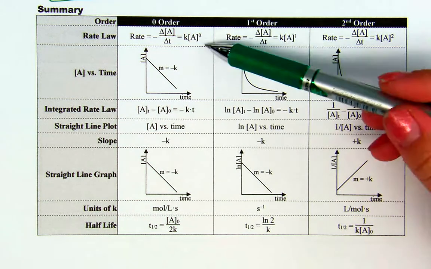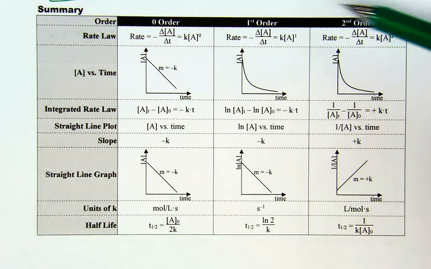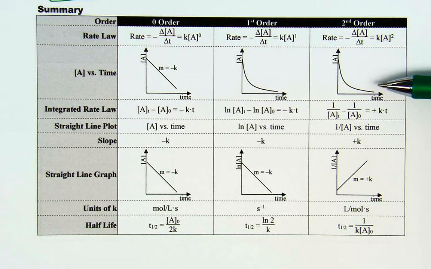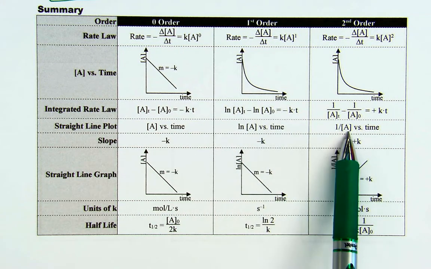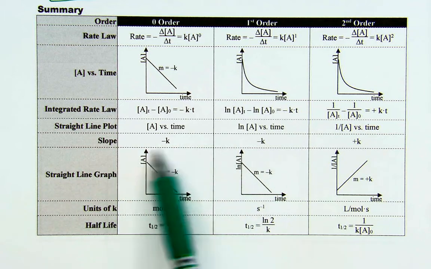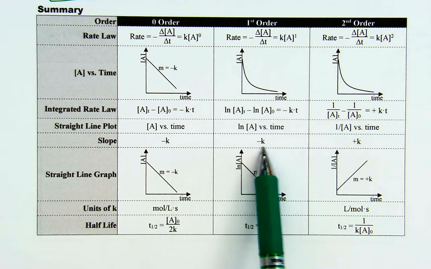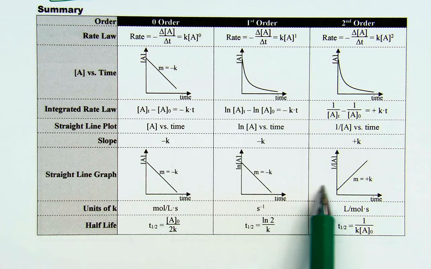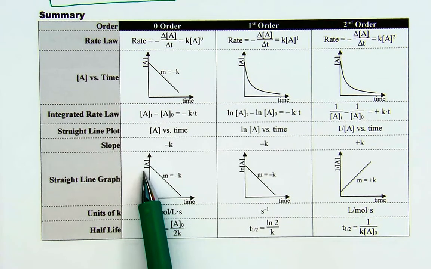So you have your rate laws here for your 0, first, and second order reactions, the concentration of A versus time, just when you graph pure concentration. Here's that integrated rate law. That's the one in point slope form, and this tells you which one is going to give you a straight line. Here's your slope, so negative k, and we can see the last one we just did was positive k.